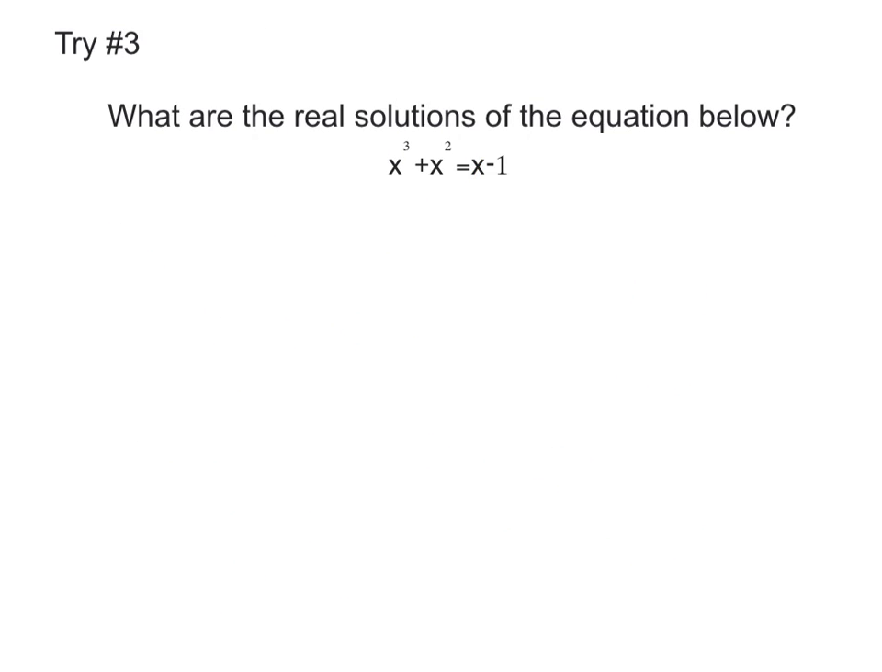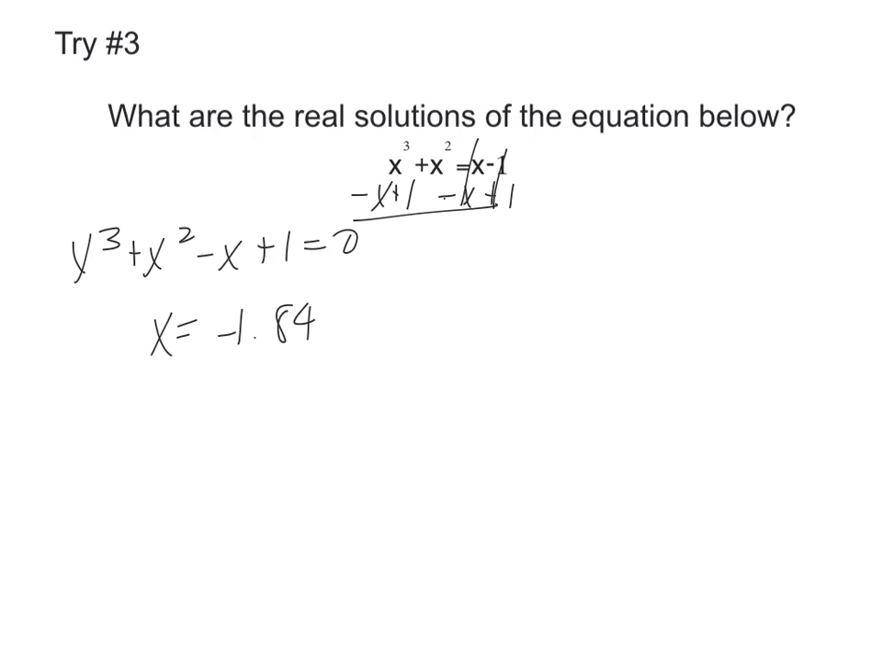All right, so just like in our last example, what you will do is go ahead and put this in standard form. So to put this in standard form, remember you subtract x and add 1. And that gives you x cubed plus x squared minus x plus 1 equal to 0. All right, and so when you graph that, you go through all the functions. This time you'll only get one answer, and so that solution should be x equals negative 1.84. Again, if you need help with that process, just let me know when you come in for tutoring.